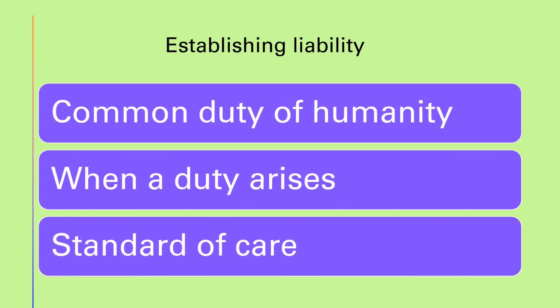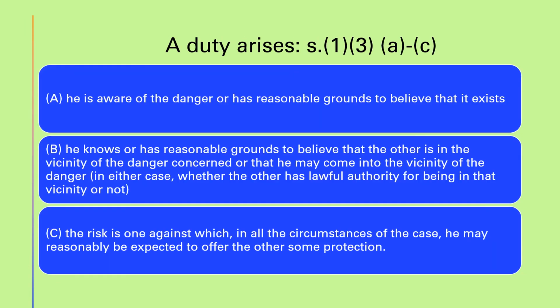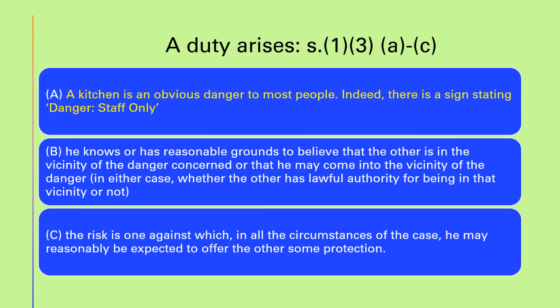So once we've established, at least on the face of it, a common duty of humanity, and that it is the premises which are the cause, we need to establish if a duty has arisen. Now we spoke before about whether the occupier in this case is aware of the danger. Well, they put a sign on saying danger, staff only, so they know it's a danger. Indeed, a kitchen is an obvious danger to most people anyway, so this is without doubt satisfied.